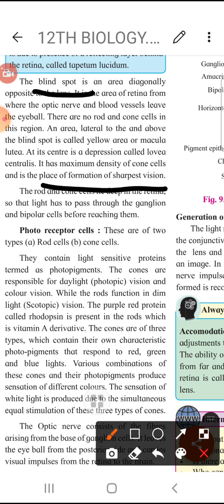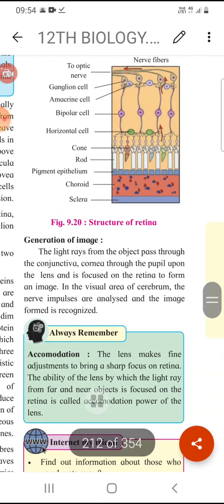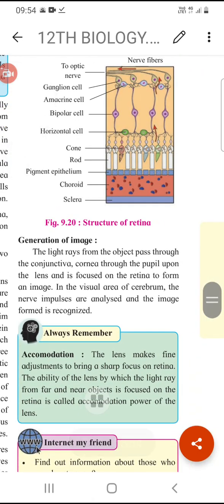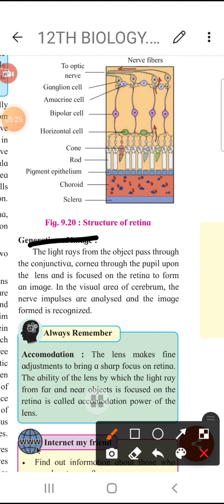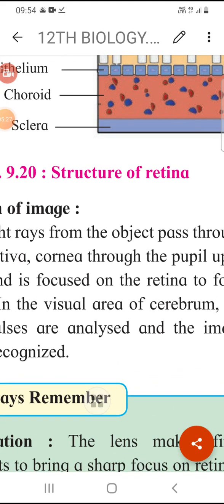Now we go to the next important topic, that's generation of image. अब इमेज कैसे बनता है? सबसे पहले we'll just highlight it.